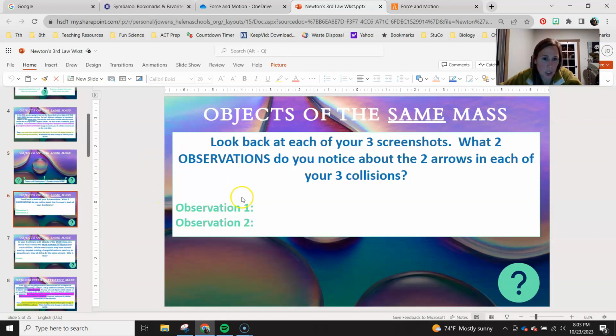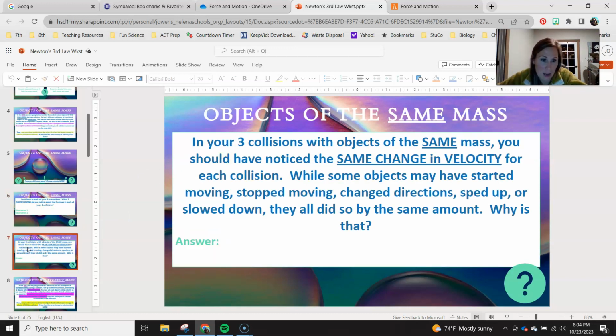Okay, once you have all 3 of your screenshots, you're going to answer this question on slide 6. Look back at each of your 3 screenshots. What 2 observations do you notice about the 2 arrows in each of your collisions? Okay, so again, take a look. Think about Newton's third law and what Newton's third law says. And that should help you think of your 2 observations if you are having a hard time coming up with those. Okay, so then you'll answer this question as well on slide 7.